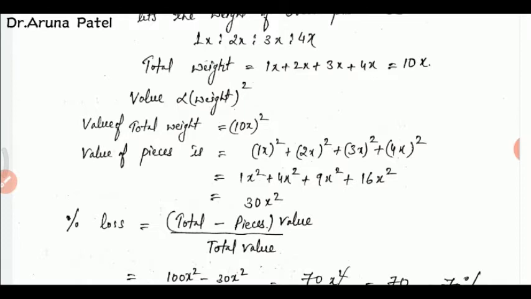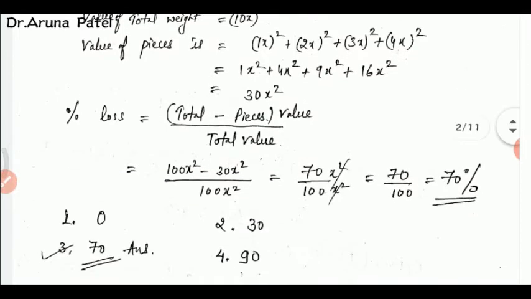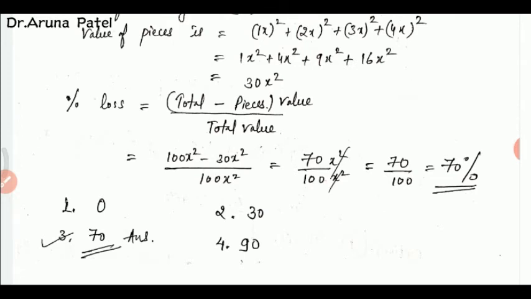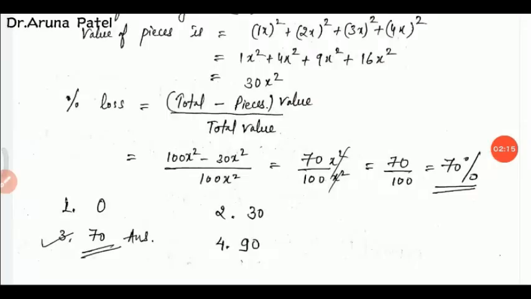So percentage loss is equal to total value minus pieces value divided by total value. So here (100x squared minus 30x squared) upon 100x squared is equal to, on solving, we get 70 by 100, which is equal to 70%. So in the options, 70 is the third option. So this is the correct answer for this question.